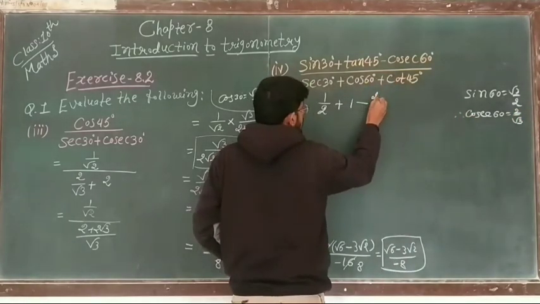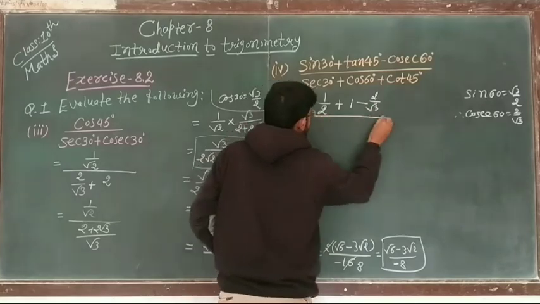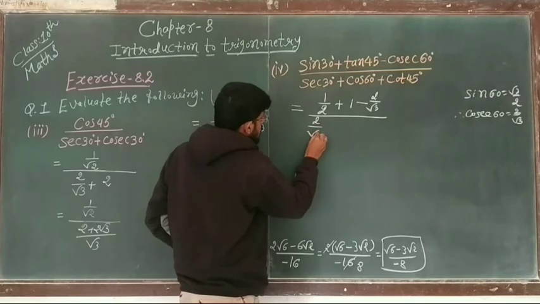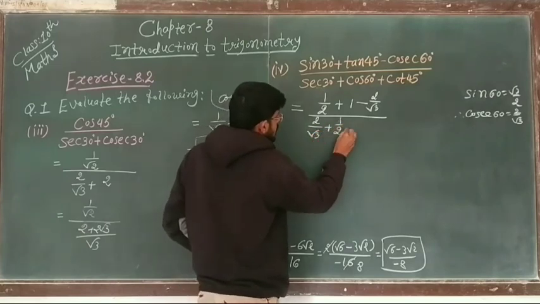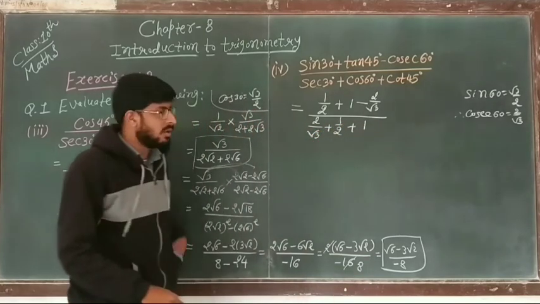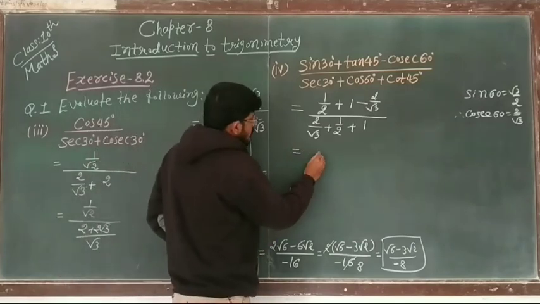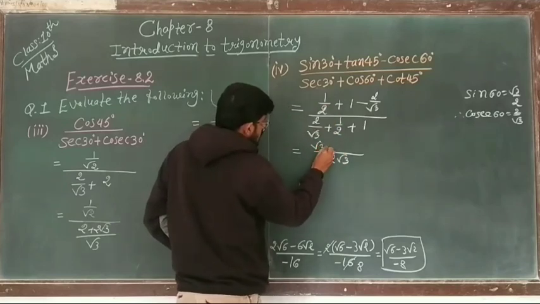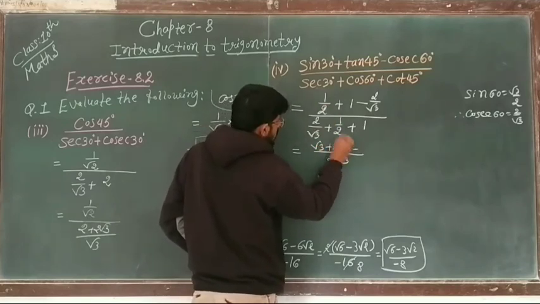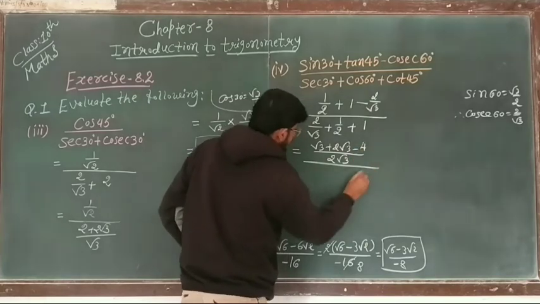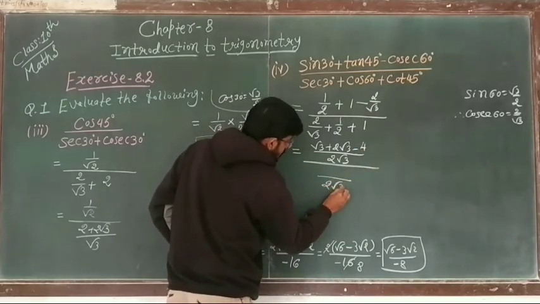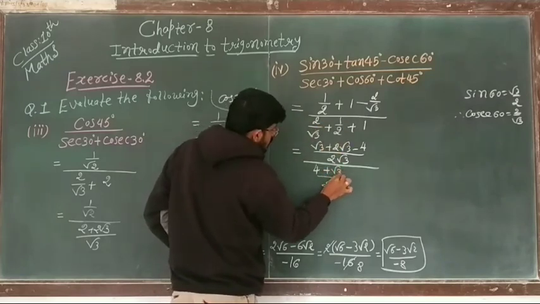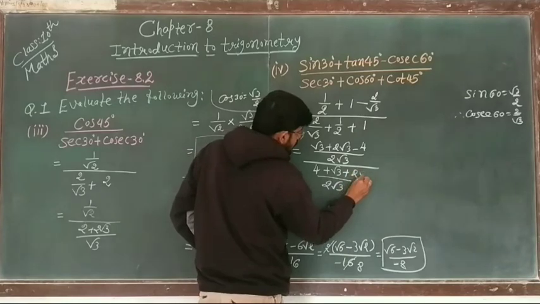Okay, so here we can write 2 by root 3. Divided by sec 30? Sec 30 will be 2 by root 3 plus cos 60 1 by 2 plus cot 45 1. Now see, we will take LCM. LCM is 2 root 3. So here we have to multiply root 3 plus 4 root 3 minus 2 2s are 4 whole divided by, same as here, LCM will be 2 root 3. So 2 2s are 4 plus root 3 plus 2 root 3.